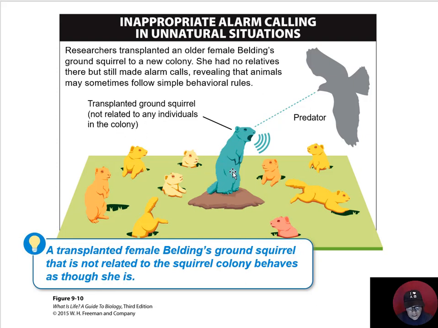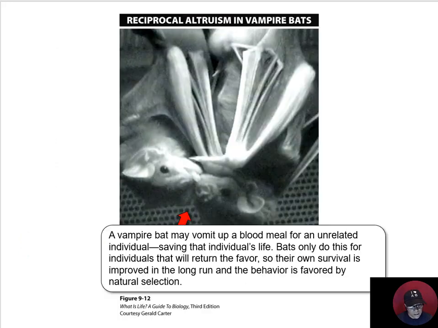And so now this transplanted ground squirrel, not related to any other individuals in the colony, is still going to stand on the mound and call out, "Hey, there's a predator, everybody run," even though she's not related to those in the colony. So it really has nothing to do with being related to those in the colony. Okay, it is a simple behavioral rule. But there are rules that animals must follow in a social setting.